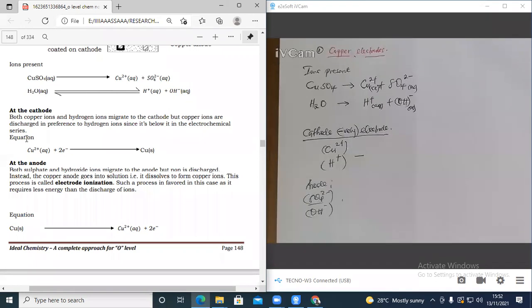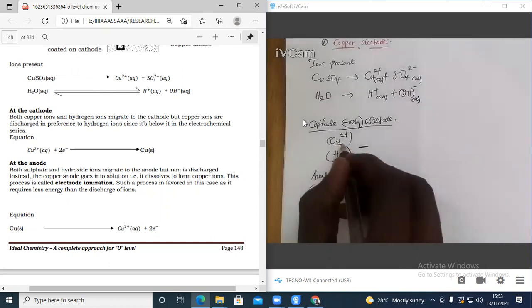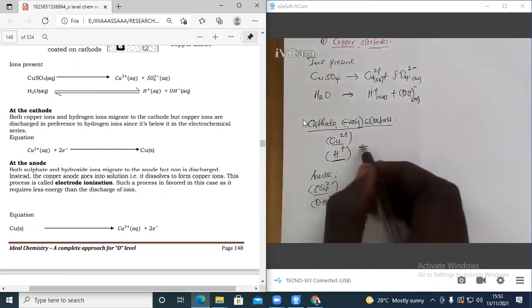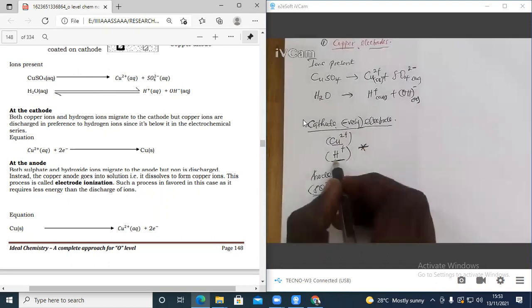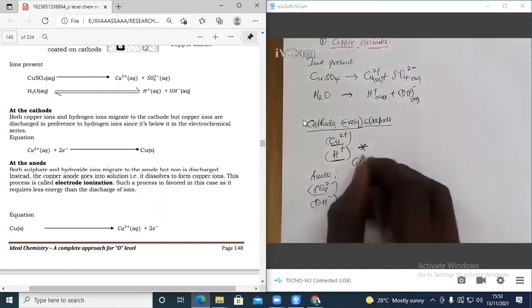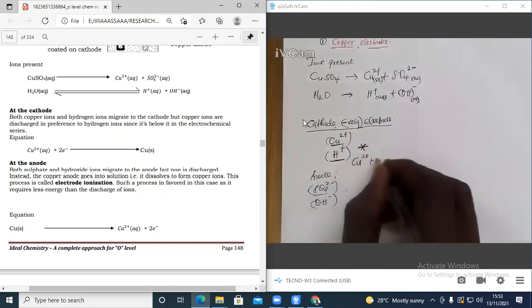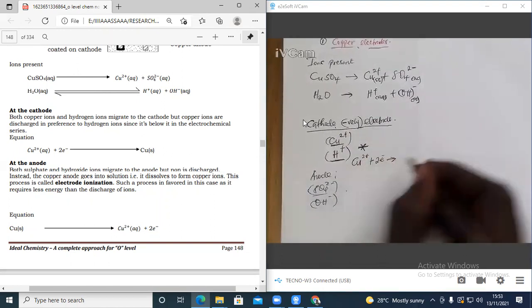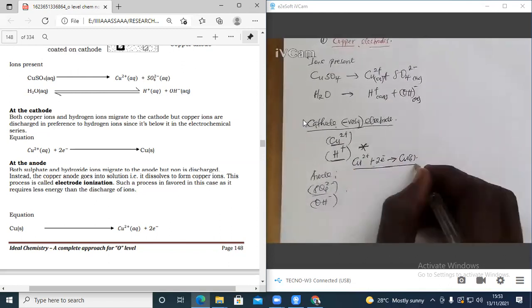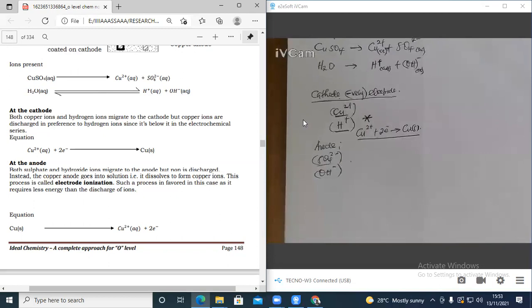Isn't it what happens normally under normal circumstances? Yes. Hydrogen and copper all migrate to the cathode, but due to the lowness of copper in the electrochemical series compared to hydrogen, copper is taken. So the copper two ions gain two electrons to become copper solid. That one we have already seen. Now, take note of what happens at the anode.